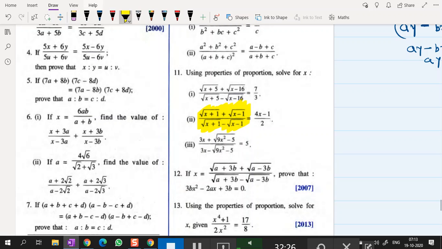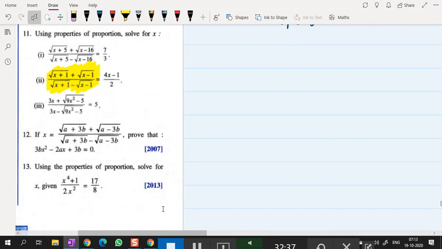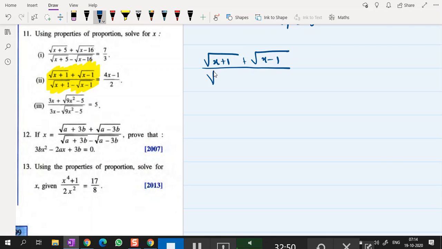So I told you in the video that if you have componendo dividendo and you have to simplify it, solve it, you again apply componendo dividendo and it will be simplified. I'll show you. So root of x plus 1 plus root of x minus 1 the whole upon root of x plus 1 minus the root of x minus 1. Okay, so you again apply componendo dividendo to it.